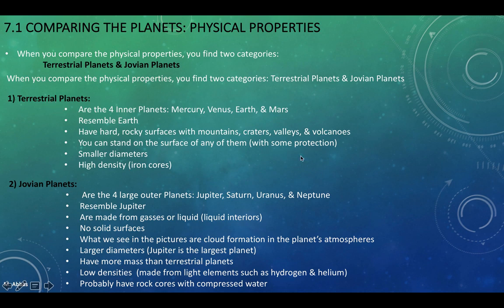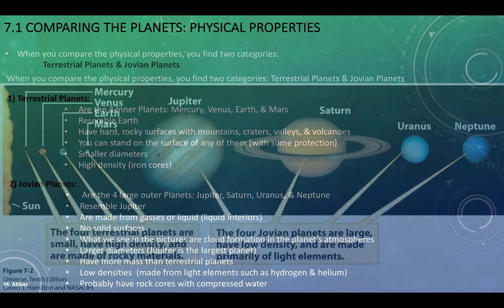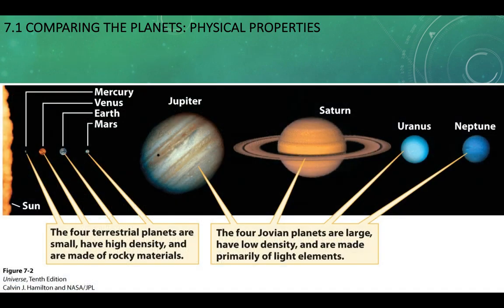Remember, the terrestrial planets are the first 4, Earth-like planets. These are rocky planets, and these are made from rocks, so they have higher densities. But here the Jovian ones are the outer planets. They are really large, they look like Jupiter, so we call them Jovian planets, and they are made from gases, so they have low densities. Yeah, so these are the main differences between the inner and the outer planets. I hope it's clear now.